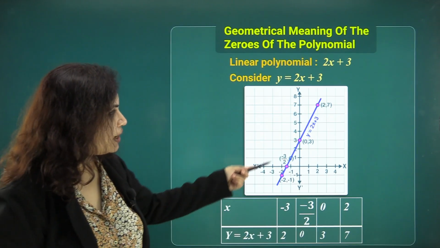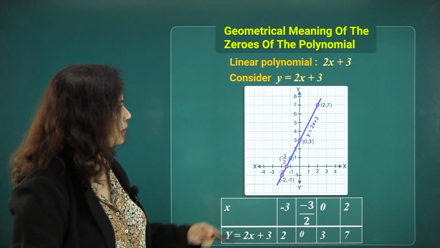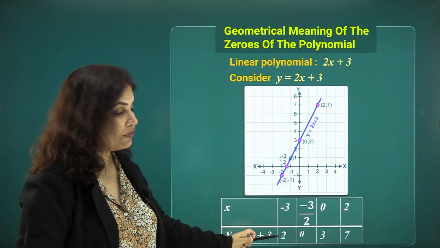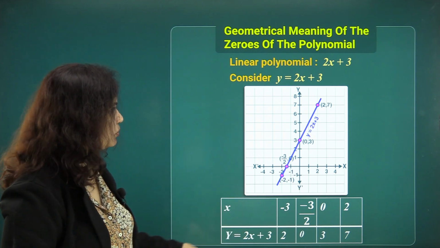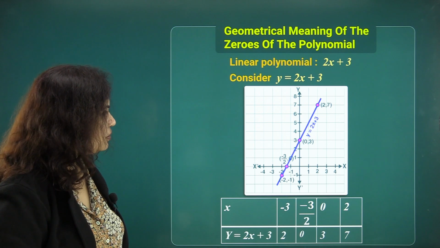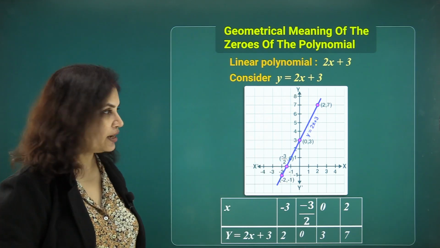Plotting this on a graph paper, first we construct a table in x and y. Putting the value of x as minus 3, I get the value of y as minus 3. Putting the value of x as minus 3 upon 2, I will get y as 0, and connecting all these points, I will get a straight line.